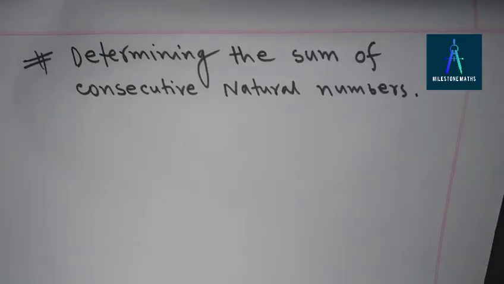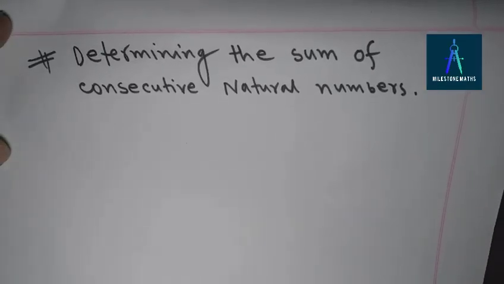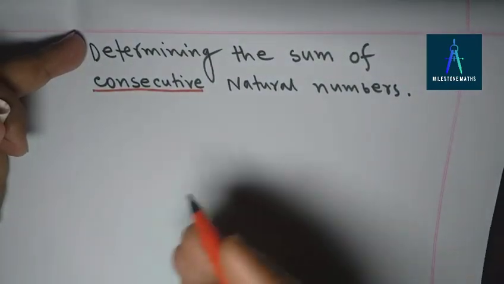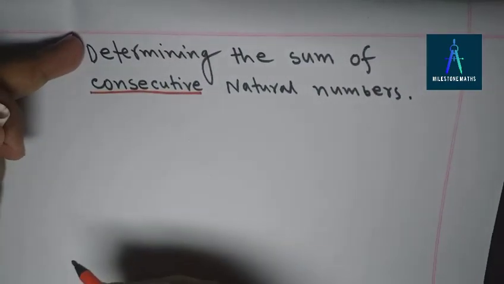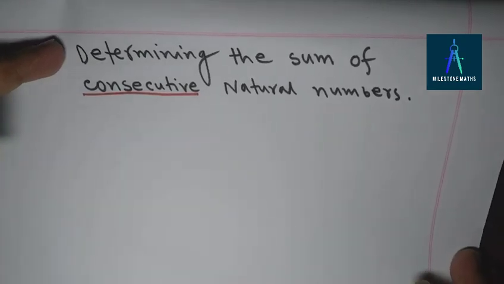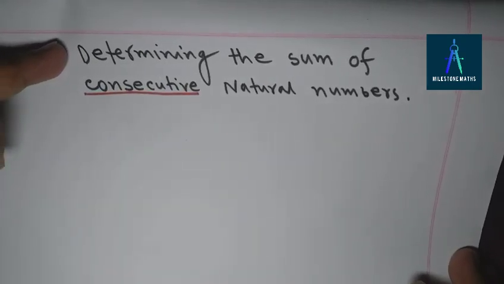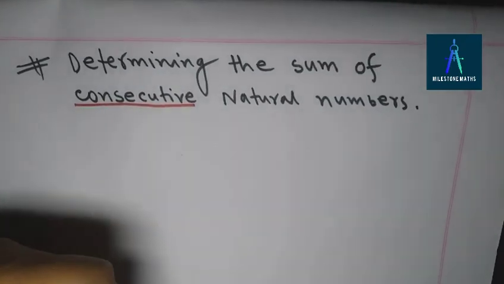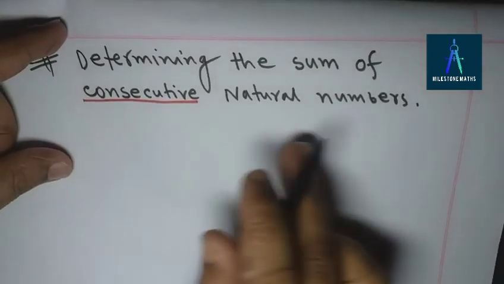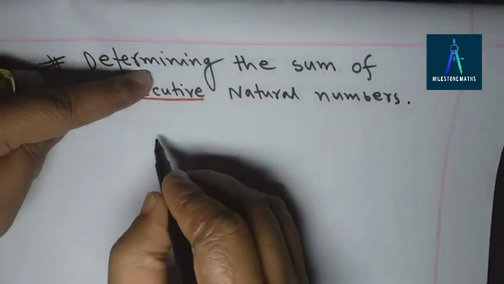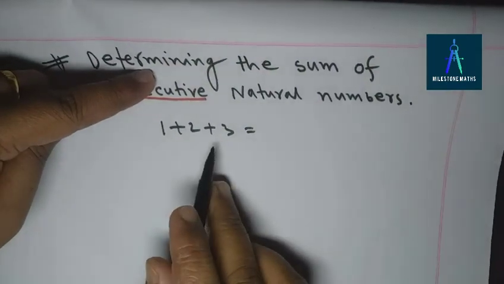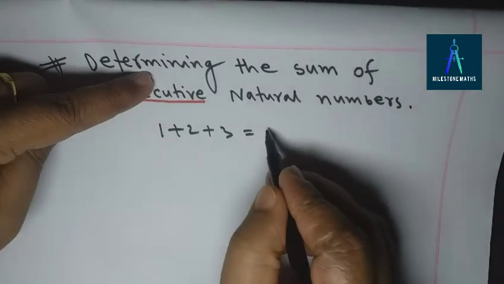Students, our next topic is determining the sum of consecutive natural numbers. So what is the meaning of consecutive? Consecutive in Bangla পরপর, অর্থাৎ একের পর দুই, দুইয়ের পর তিন, তিনের পর চার, like this way. So determining the sum of consecutive natural numbers. We know 1, 2, 3, 4, 5, 6 all are natural numbers except negative numbers. If I ask you a question like 1 plus 2 plus 3 equal to what? Easily you can do the calculation, 3 plus 2 is 5, then 1, the answer is 6.